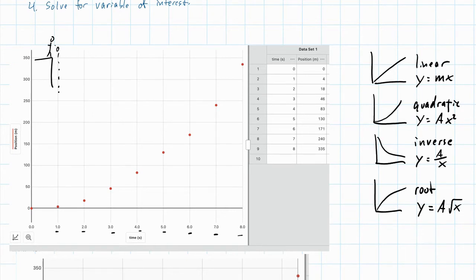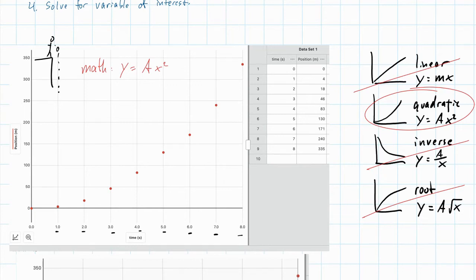So clearly, this is not a linear set of data, so it's not that. Quadratic, we have hope there. Inverse, as one increases, the other decreases, not happening. And root, as one increases, the other also increases, but less quickly. So this does not appear to be a root graph. So it looks like quadratic is what this is. So I'm going to start by just saying, oh, this looks like a quadratic. So as far as math is concerned, the form of this relationship would be y equals ax squared.